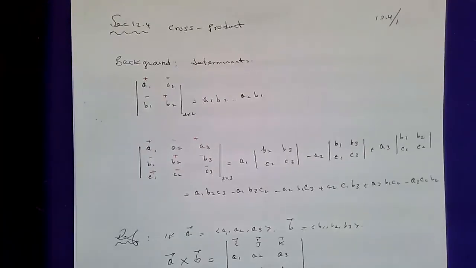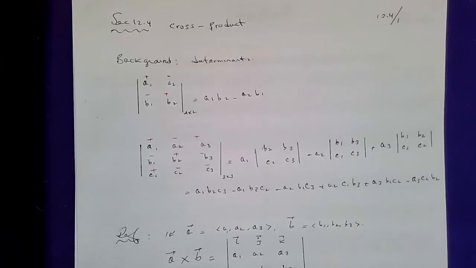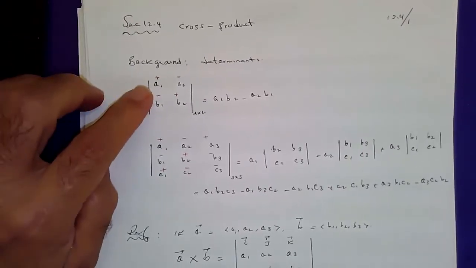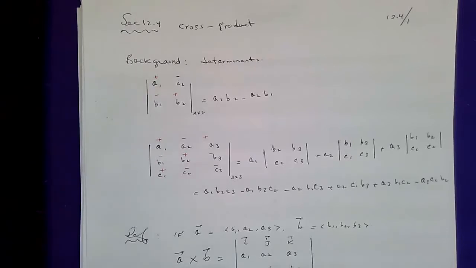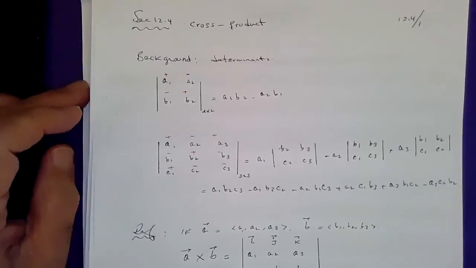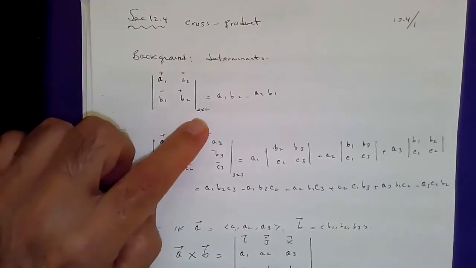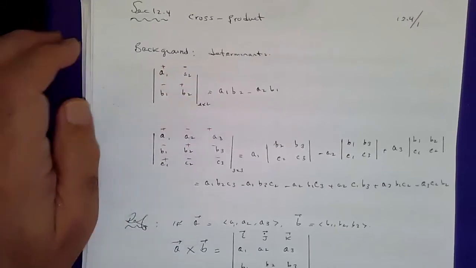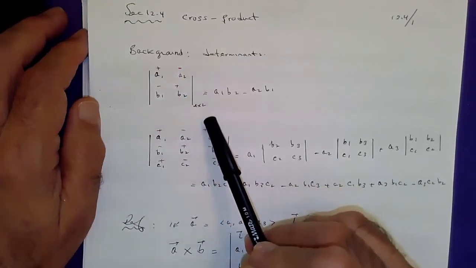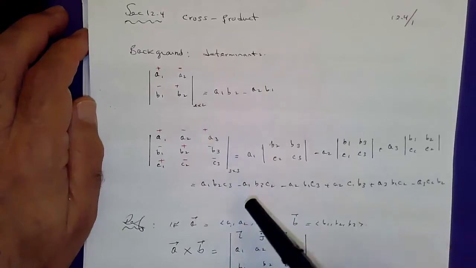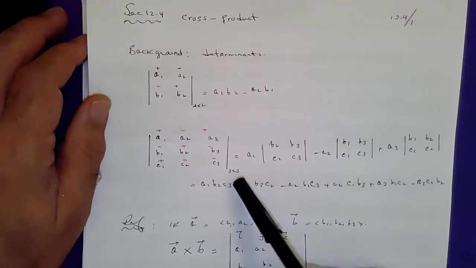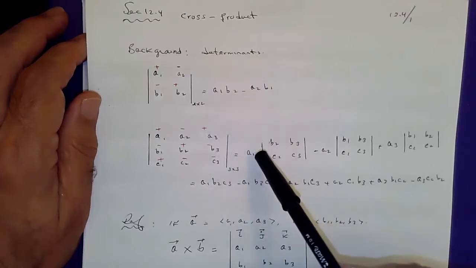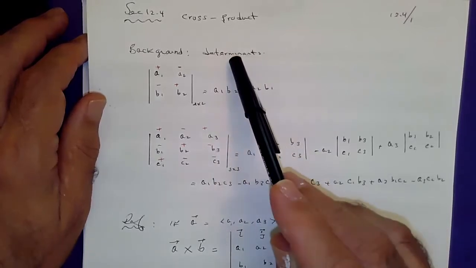Section 12.4, cross product of two non-zero vectors. Just a little background, for those of you who know what matrices are. There is this concept associated with a square matrix. A square matrix is the type of matrix which has the same number of rows and the same number of columns. In other words, a 2 by 2 matrix is considered to be a square matrix, a 3 by 3 matrix is considered to be a square matrix. So associated with the square matrices, there is this real number called the determinant.